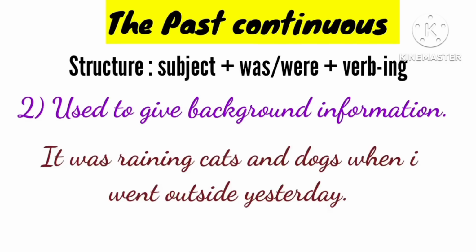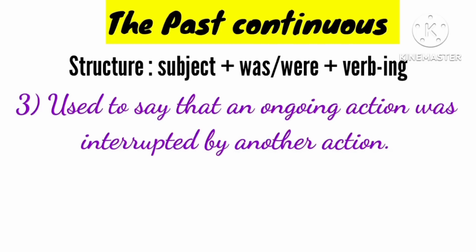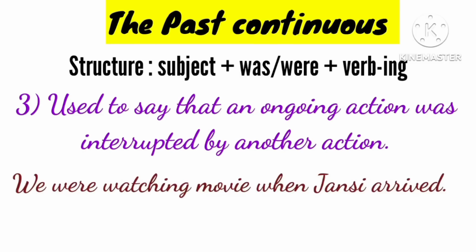For example, it was raining cats and dogs when I went outside yesterday. Don't wonder what means raining cats and dogs. It means it rained very heavily. It is an idiom. Past continuous tense is also used to say that an ongoing action was interrupted by another action that happened in the past. For example, we were watching movie when Jansi arrived. Just think that you were watching movie for 3 hours and in the middle of the movie Jansi arrived.